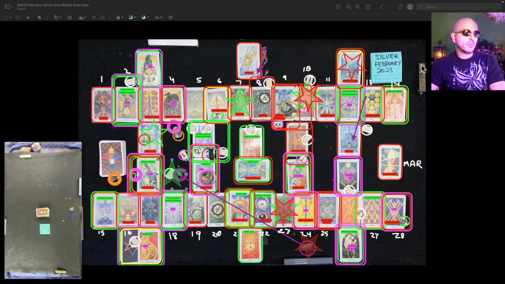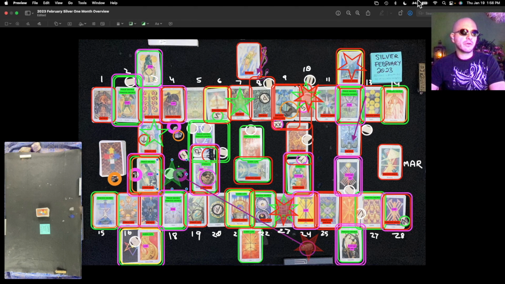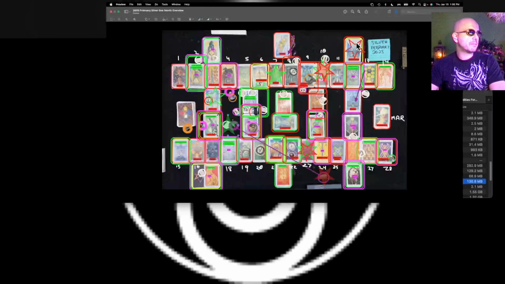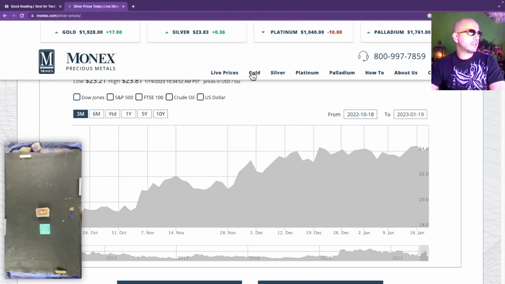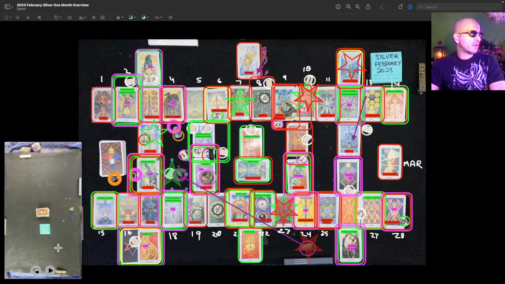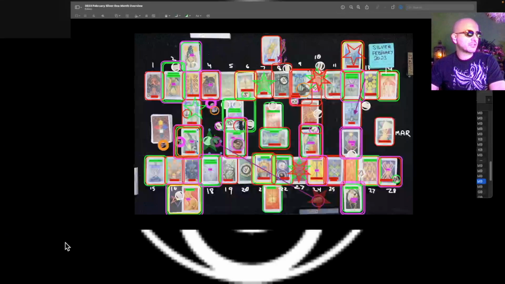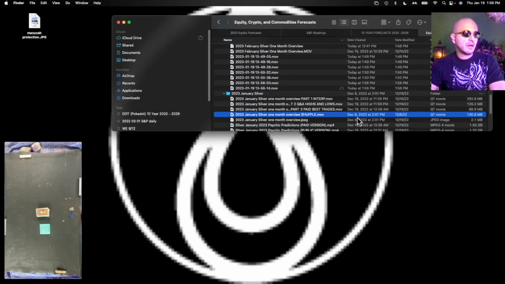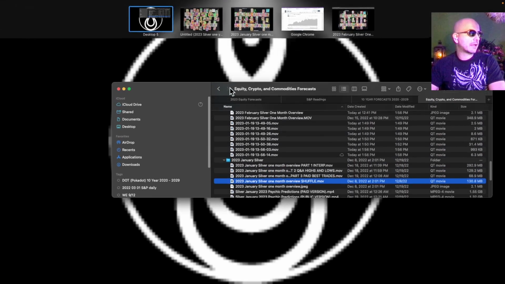This is the silver 1 month overview reading for the month of February 2023. It's currently January 19th, 2023, 1:56 p.m. Eastern Time. Silver at the time of this reading is currently $23.83 per ounce. And the shuffle file that I'm going to play was created on December 8th, 2022, so quite a bit back.